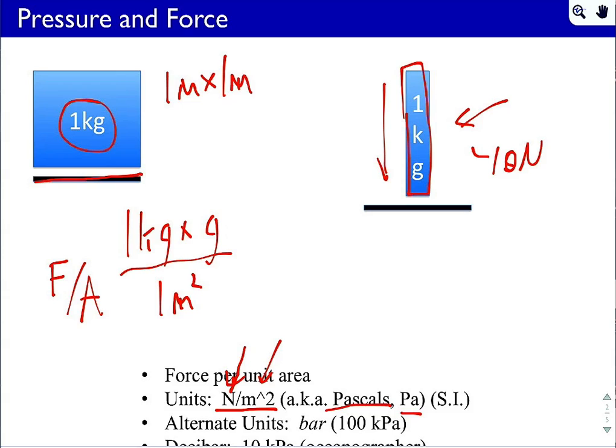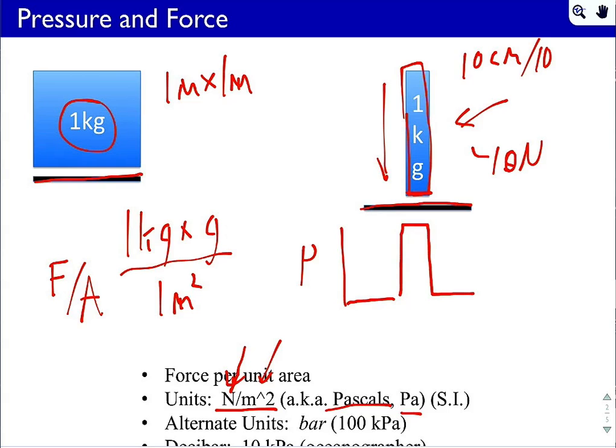But now what's the pressure exerted on the table? It varies over the table. We have zero pressure, and then under the block we have a large pressure, and then we have less pressure, and back to zero. So under the block, what's the pressure? Well, if the surface area of that block is, let's say, 10 centimeter by 10 centimeter, in this case we have 10 newtons spread over a 10 centimeter by 10 centimeter area.